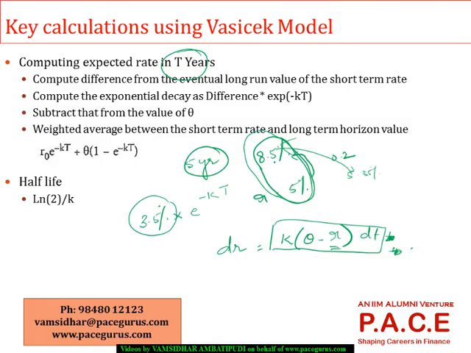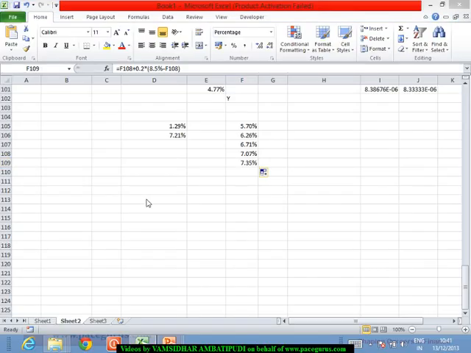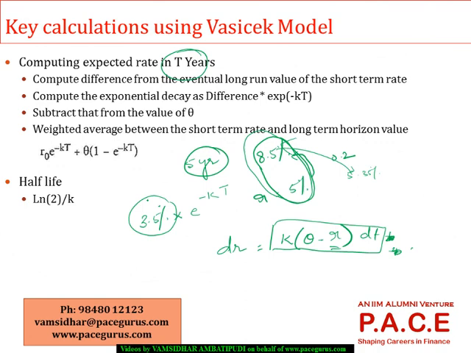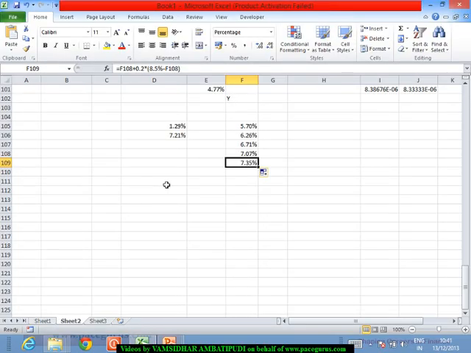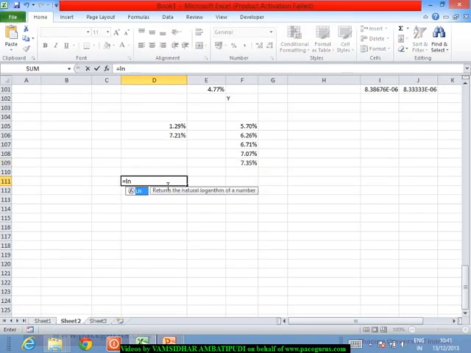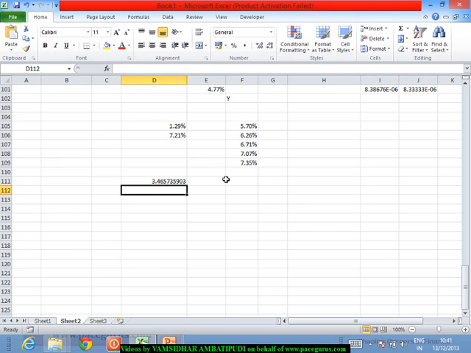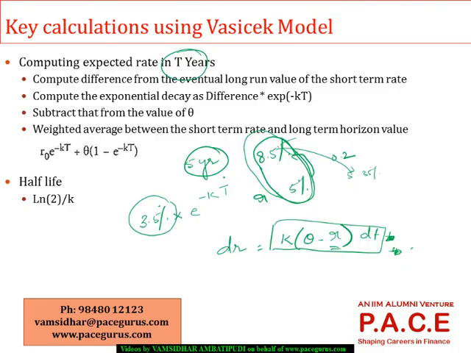And at the same time, we can even talk in terms of the half-life. The half-life is basically the period where the midpoint, 50%, is typically reached, which comes out as log 2 divided by k. In our case, k is 0.2. So within 3.45 years, 50% of the gap between the current interest rate and the theta is being met. That is one more measure that we do using this Vasicek model.